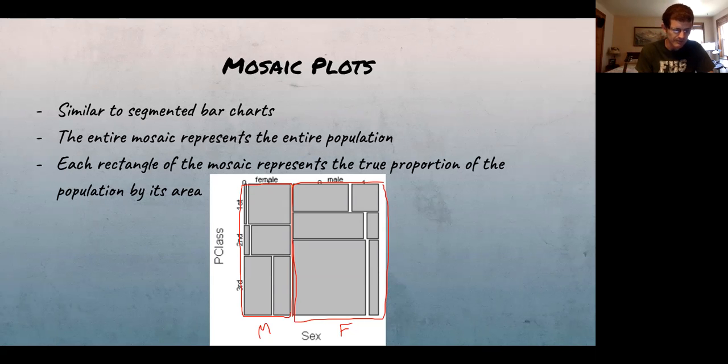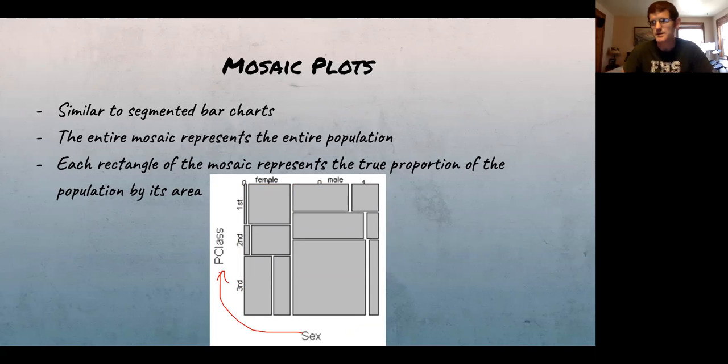We start at the bottom, all right? After we split it that way, then we go up to passenger class. I should tell you this data represents people on the Titanic: their gender, their sex, what kind of class they were sailing in, and then whether they survived or died. So now we split each of these up by passenger class.